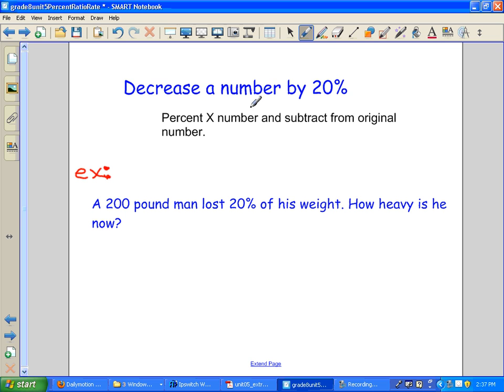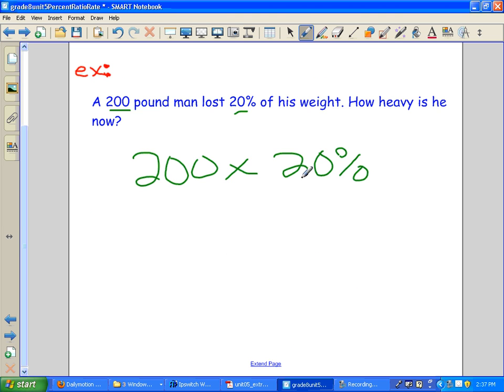Now if we were to decrease a number, instead of adding it on, you would simply take it away. So it's the same guy, maybe a few years later. He's 200 pounds. He lost 20% of his weight. So we need to know what's 20% of 200. So we need 200-pound man times 20%. Of course, you don't leave it as 20%. You take the same 200-pound man and you times it by 0.20.